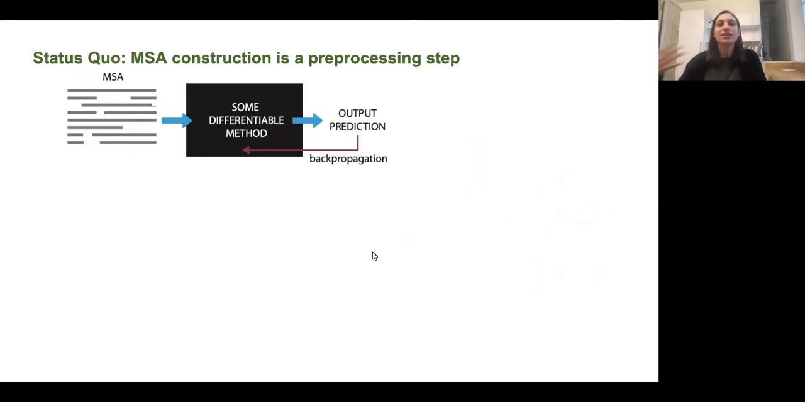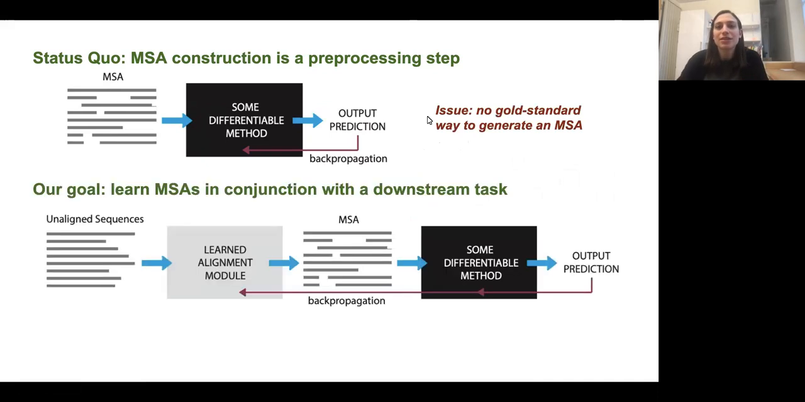Okay. The status quo in the field is that multiple sequence alignment construction is a pre-processing step. First, you get your multiple sequence alignment, and then you do what you want with it. In the world of machine learning, this would look like you take a multiple sequence alignment, input it into your method, and output your prediction. The issue with this is that there's no gold standard way to generate a multiple sequence alignment. There are a lot of different algorithms, and all the algorithms have different parameter choices.